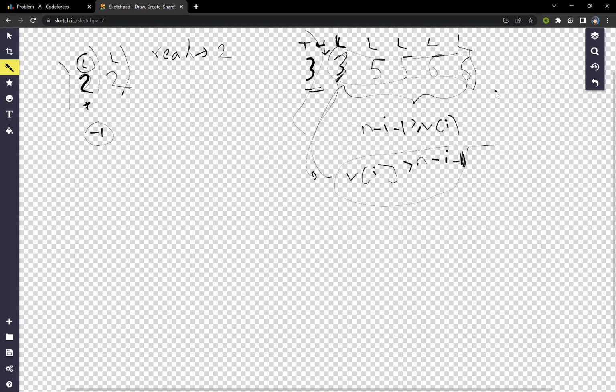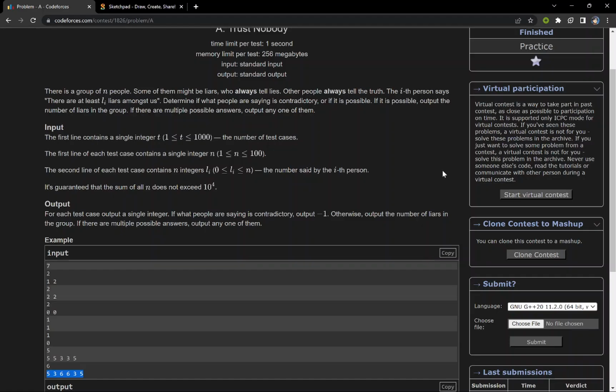And after finding the number of liars, we have to find whether the condition is satisfied for our case or not. That is, for each person who is telling the truth, the condition is that v of i should be less than or equal to n minus i minus 1. This is the number of persons who are telling a lie. The persons who are telling a lie should be greater than or equal to v of i. And for the liars, v of i should be greater than n minus i. That is, the statement shouldn't be valid. Moving on to the solution.